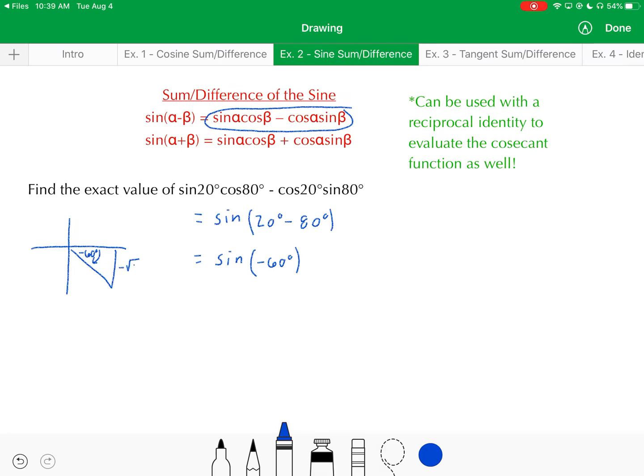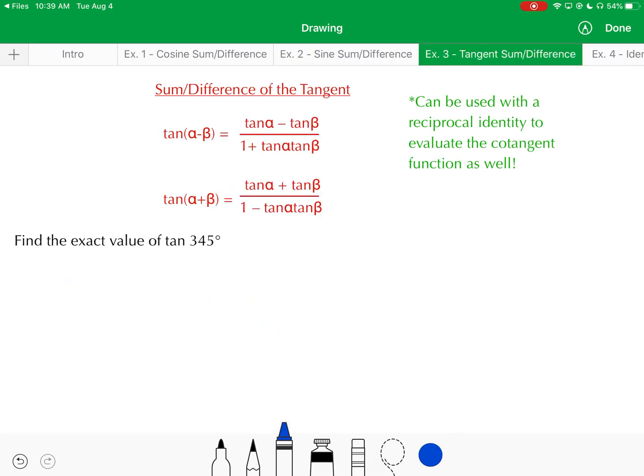So we'd have negative radical 3 here, 1 here, 2 here, and sine of that is going to just be negative radical 3 over 2. Once again, notice that what's in green here, you can use these formulas along with the reciprocal identity to evaluate your cosecant function as well. All right, now we move to the sum and difference formulas for tangent.